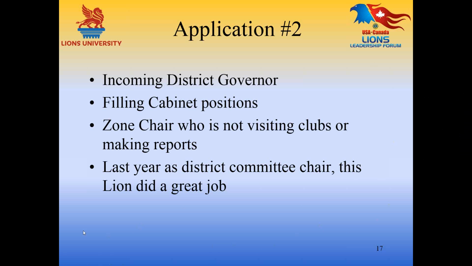Sometimes we put Lions into a situation to be a leader, and we might provide them with training, but maybe it's not enough, or maybe it's not the right kind. So considering the addition of training would be very key here, because if you have this conversation, that zone chair might say, I'm not good at this, or I need something. By having that conversation, you might find out a little bit more. What does anybody else think?